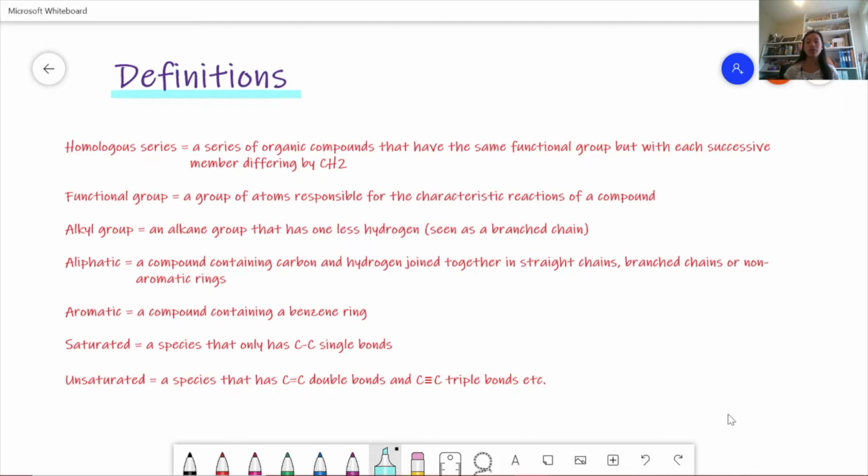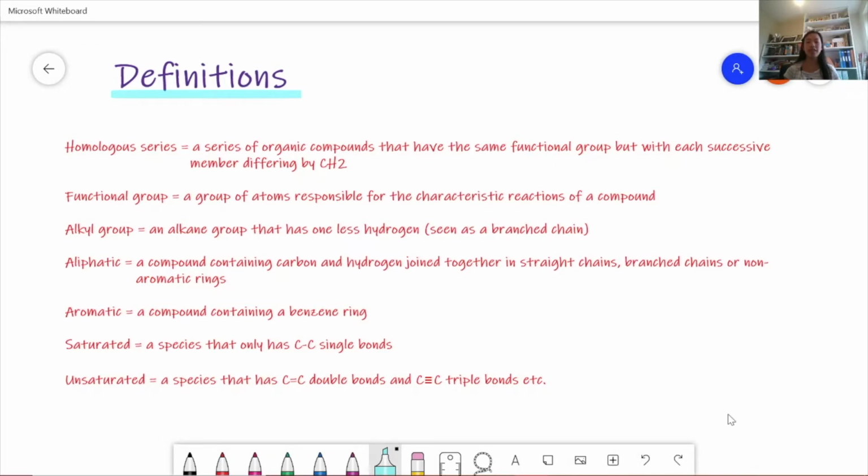A functional group is a group of atoms responsible for the characteristic reactions of a compound. An example of a functional group could be an alkene or an alcohol, and there's many, many more. An alkyl group is an alkane group that has one less hydrogen. So when we look at alkanes with a branched chain, we have an alkyl group attached.